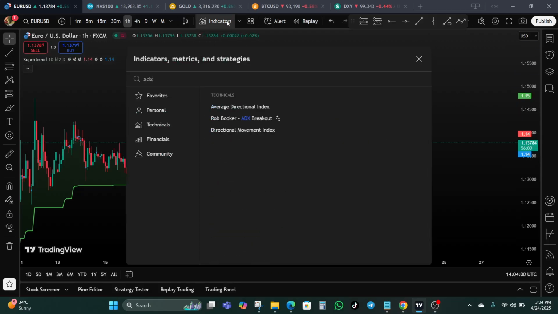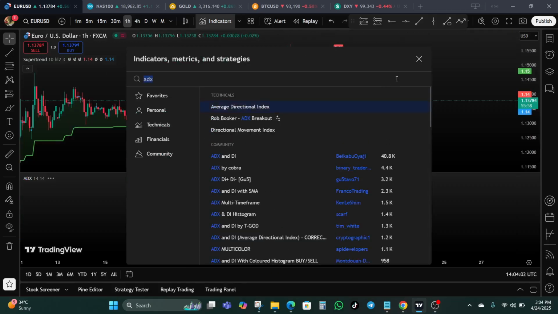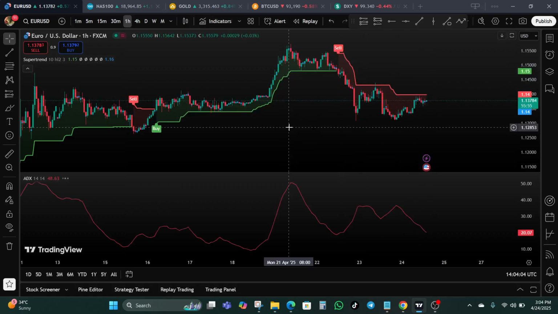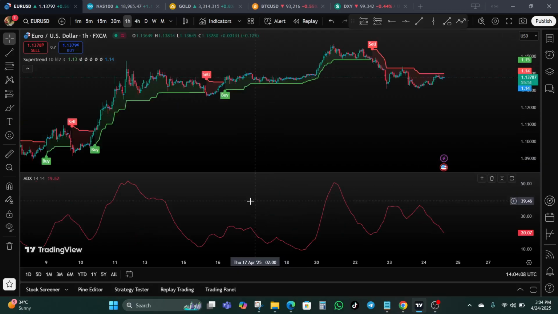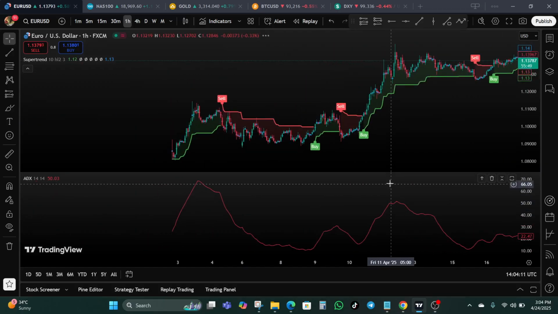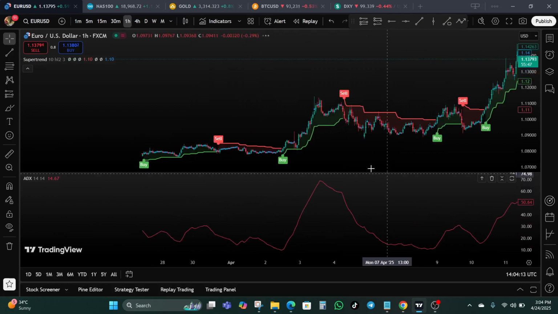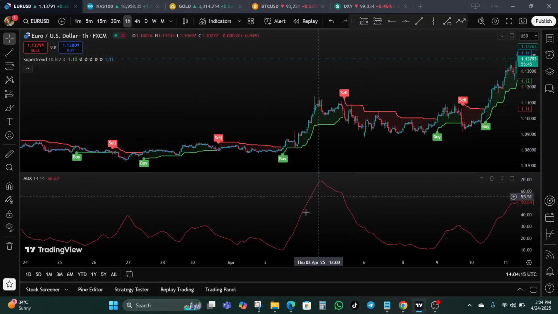The next indicator we are going to look at is the Average Directional Index, that is the ADX. The Average Directional Index is also a straightforward indicator. It's another top tier trend tool. It's just that this indicator does not show you trend direction. What this indicator does is that it shows you the strength of the trend.